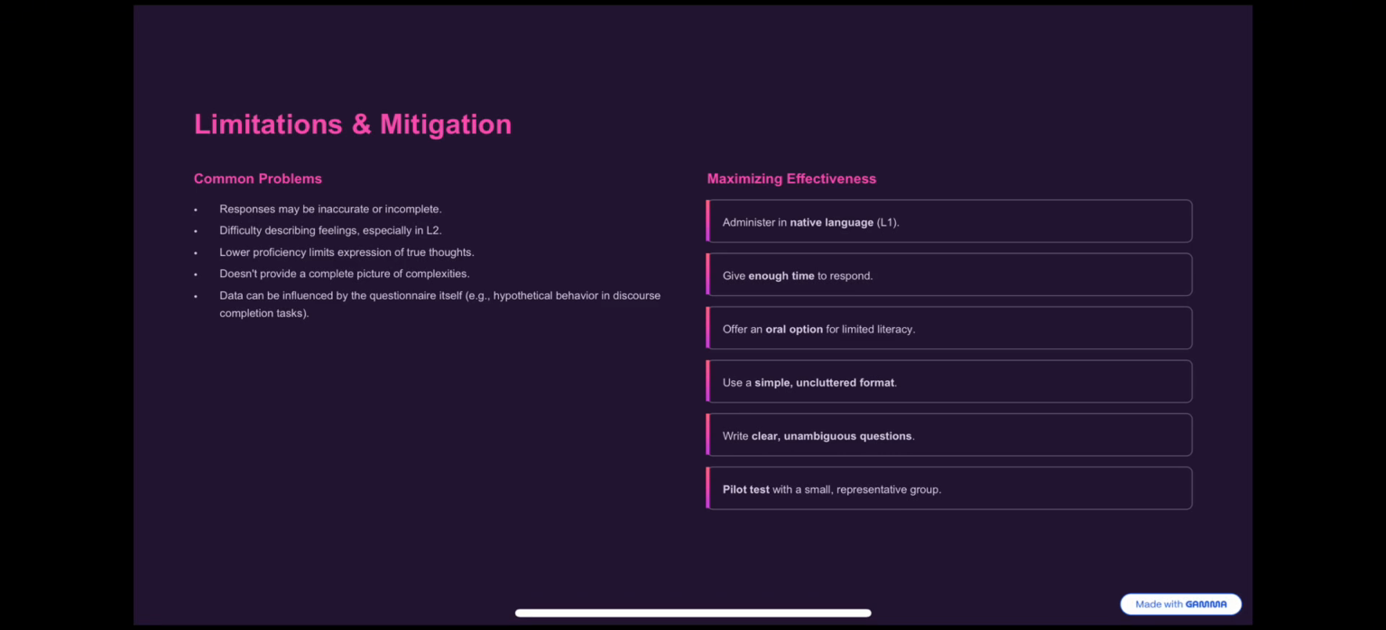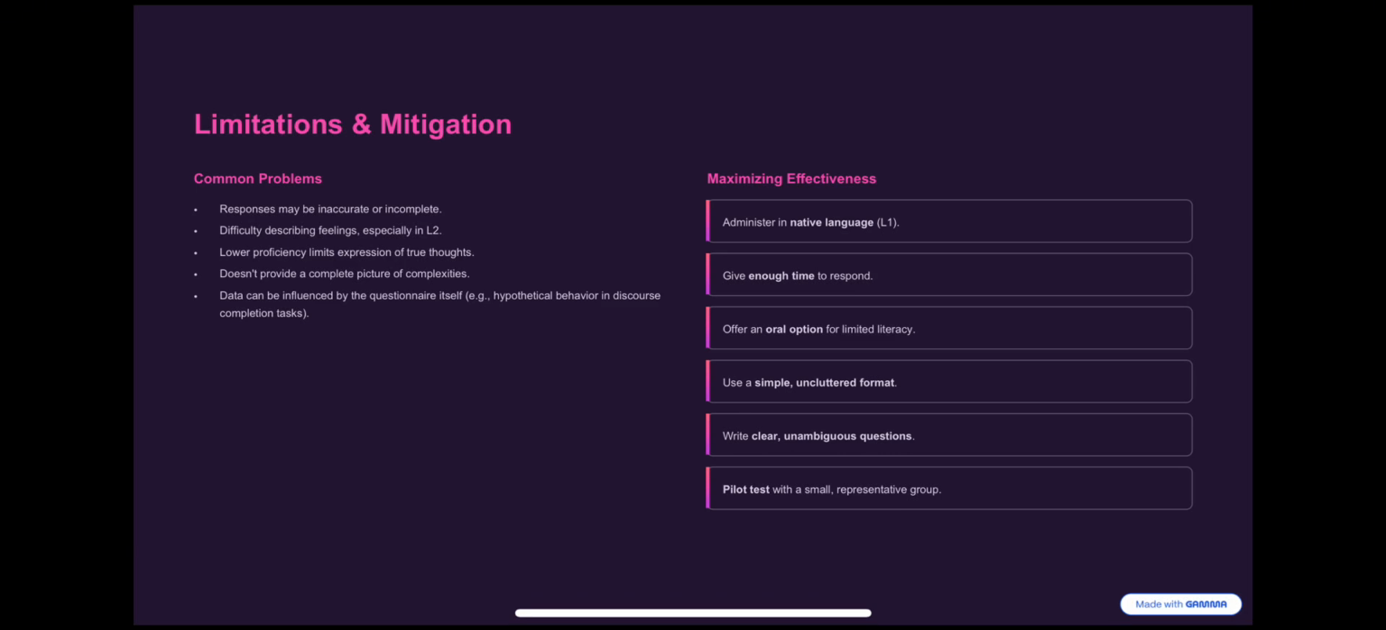This can happen when participants find it difficult to describe their personal feelings or perceptions, especially if the questionnaire is written in their second language. A lower level of language proficiency might limit their ability to express their true thoughts. Because of this, questionnaires don't always provide a complete picture of the complexities of individual situations. For example, participants might give short or simplified answers instead of fully explaining their ideas, especially in open-ended questions.